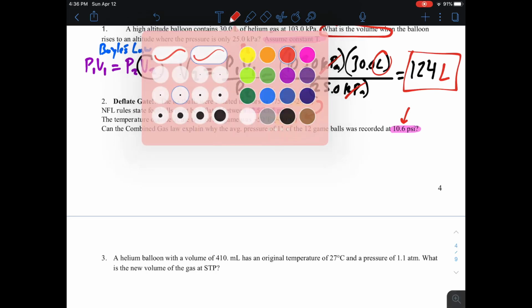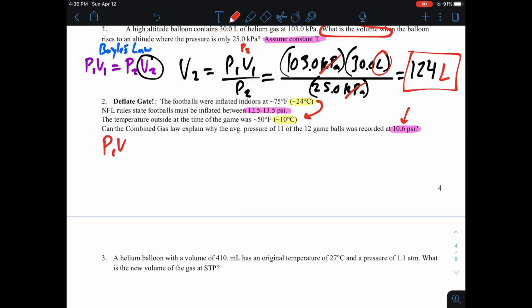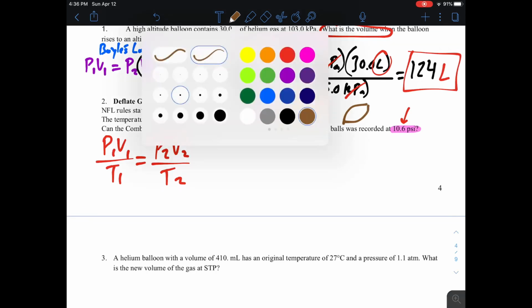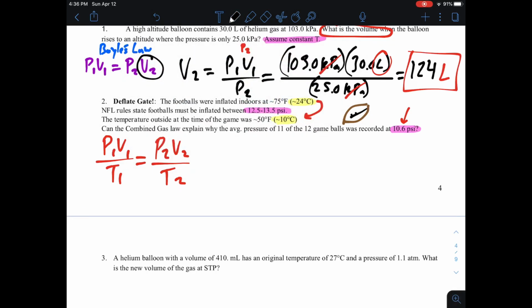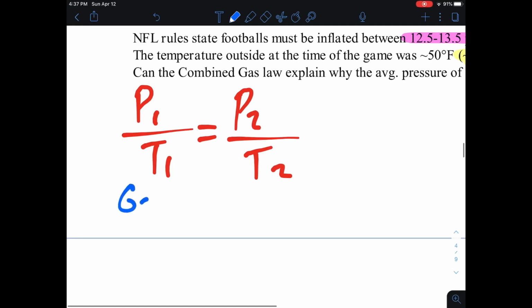First, let's start with our equation, the combined gas law. Do we have any variables that are constant? Well, yes. A football has a constant volume. The volume on the football shouldn't change. So I'm actually just going to erase the volume out of this equation. And guess what? This also has a name. Like the last equation was called Boyle's Law, this one is called Gay-Lussac's Law.